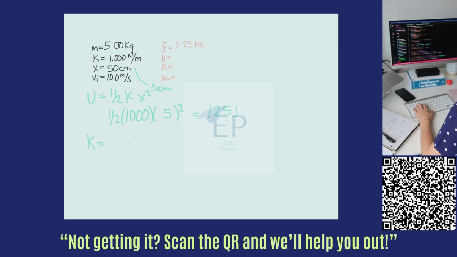Kinetic energy is 1/2 the mass times the velocity squared. So again, I have my mass right here, and I have my initial velocity, so I can substitute those values in, and I have k equals 1/2 times 5 times 10 squared, which gives me a total of 250 joules. So that is my potential and my kinetic energy.